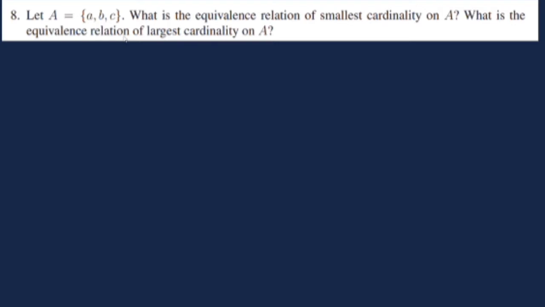Let A equal {a, b, c}. What is the equivalence relation of the smallest cardinality? That is the smallest equivalence relation. The smallest will be the identity on the same set, that is the ordered pairs (a,a), (b,b), (c,c). This will be an equivalence relation.